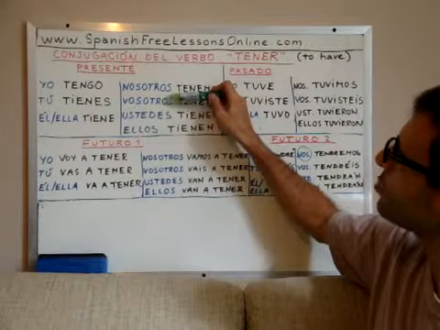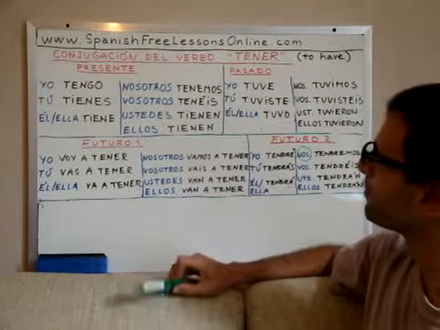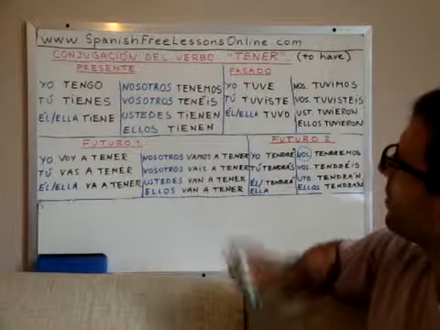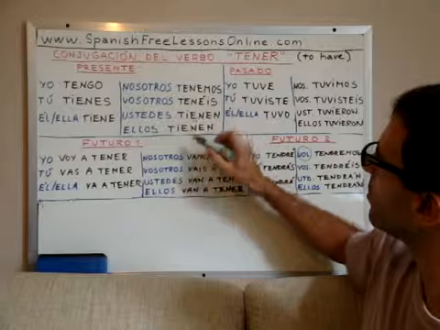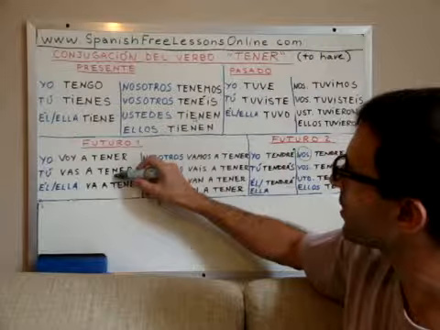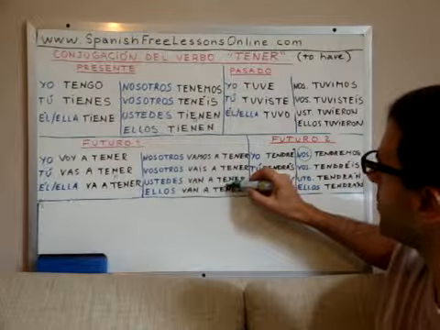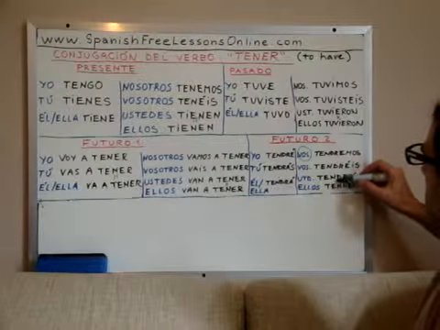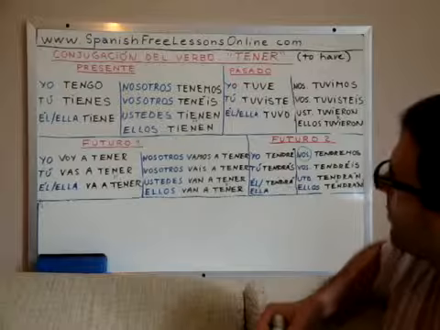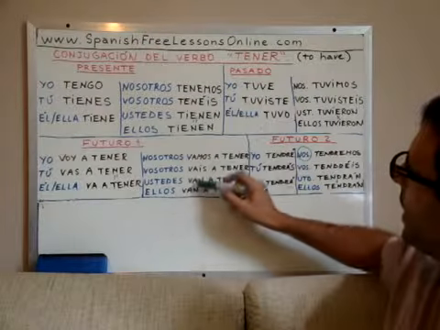So Spanish way, Latin American way. Always take a look how ustedes and ellos, their conjugation is identical, right? Always, you see here, identical. Tienen and tienen, van a tener, van a tener.